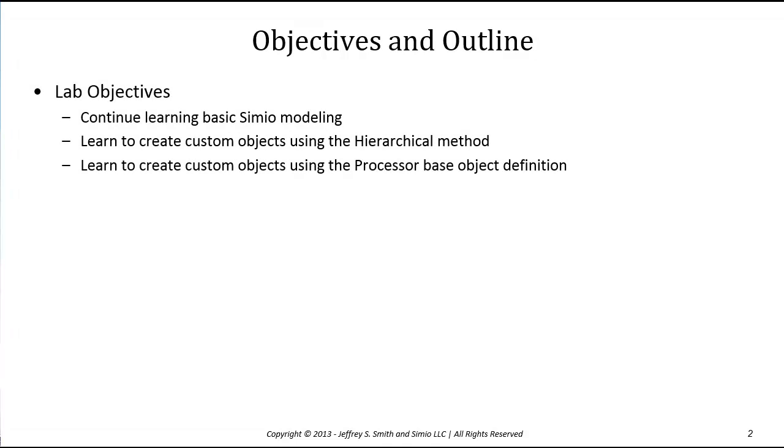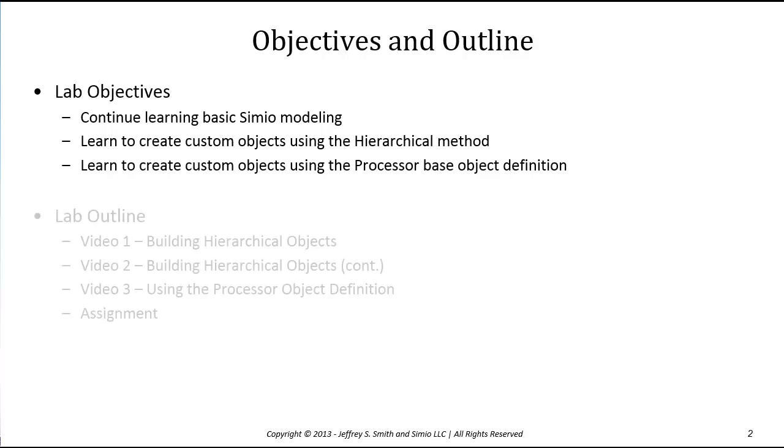And so for our objectives and outline, the objectives are to continue learning basic Simio modeling, to learn to create custom objects, and we're going to use two methods in this module. We're going to use the hierarchical method, and then we will use the processor-based object definition to do that.